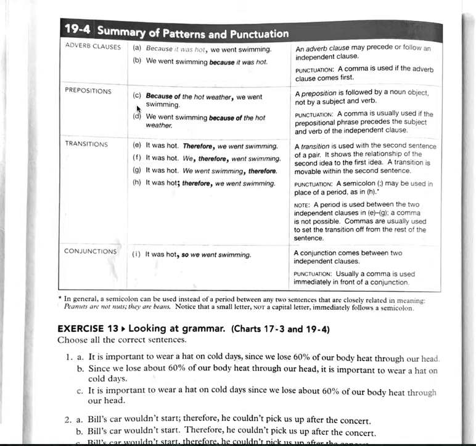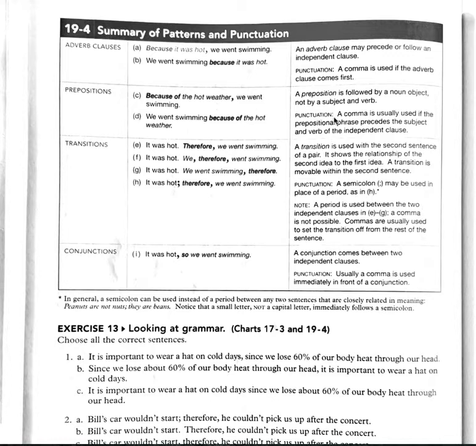Prepositions: because of here instead of due to, but you can use both. Because of the hot weather, comma, we went swimming. Or due to the hot weather, comma, we went swimming. We went swimming because of the hot weather, and we went swimming due to the hot weather. A preposition is followed by a noun object, not by a subject and a verb. So here, because of the hot weather, that's a noun object. Okay? Not a subject and a verb.